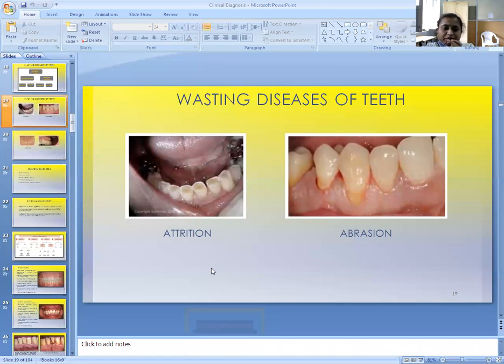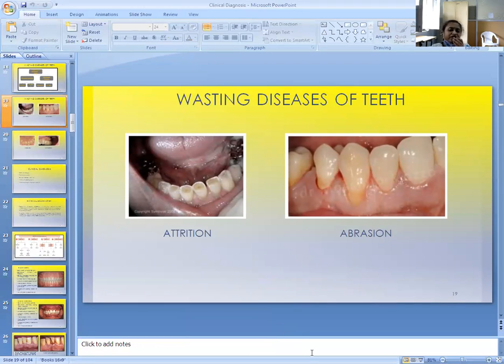So attrition, you should know what exactly attrition is. That may be because of a parafunctional habit like night biting habit or grinding habit. So this will lead to attrition of teeth. Active gnashing of enamel rods takes place here. Abrasion is because of faulty brushing technique or sometimes bobby pin holding. So usually it is seen in canine teeth.